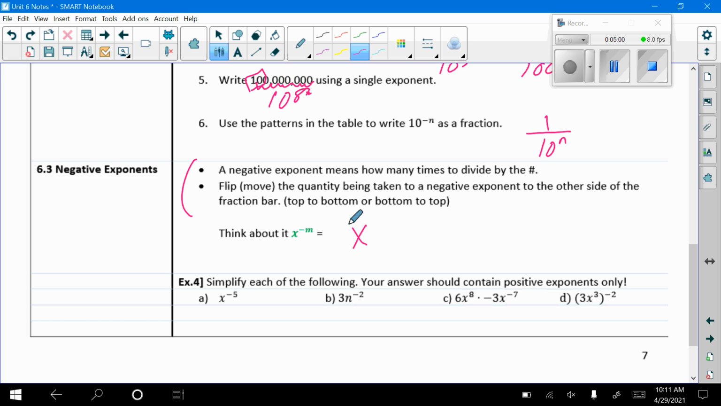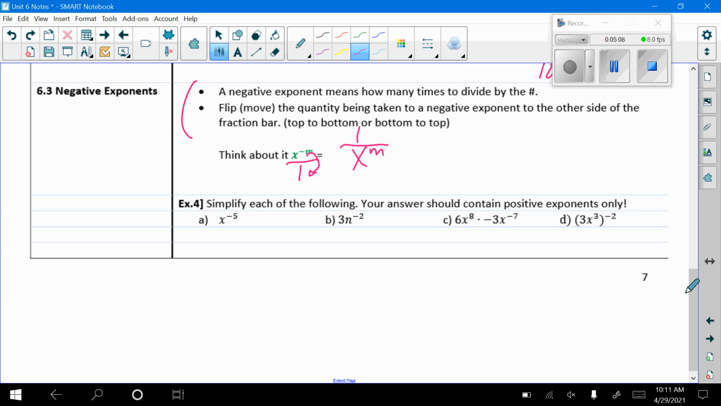It's going to be x. Well, it's going to be 1 over x to the m because it goes to the bottom. So right now it's on top, it's going to move to the bottom. So as we finish this, this is going to be x to the negative fifth, which really means it goes to the bottom. So it's 1 over x to the fifth. This is like it's all over 1. This portion needs to move to the bottom. So it's going to be 3 over n squared.